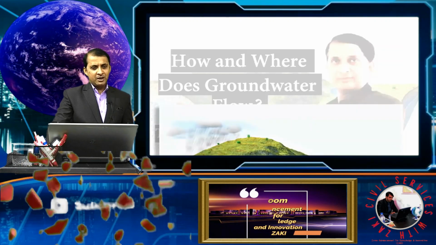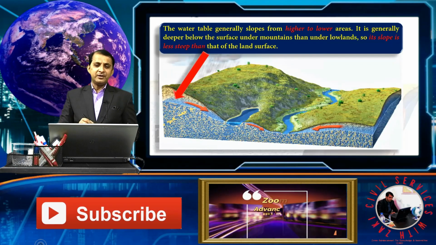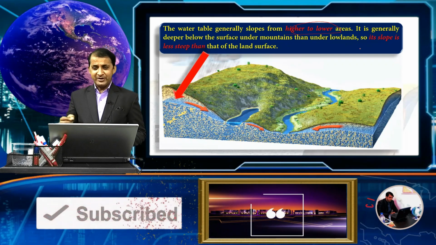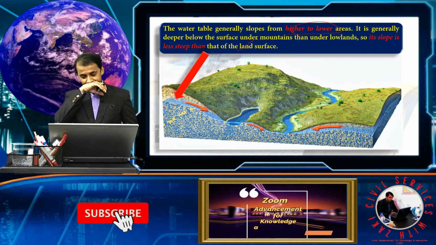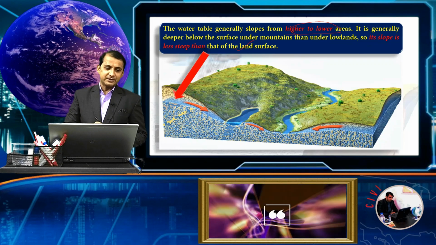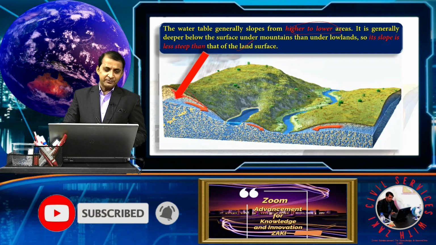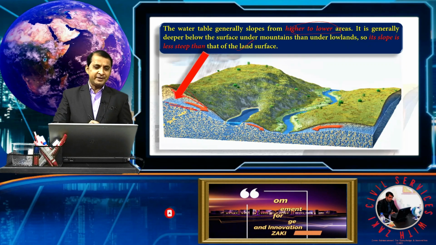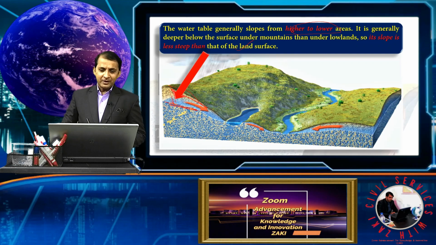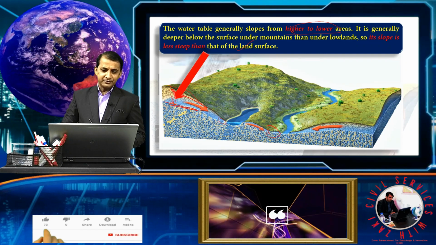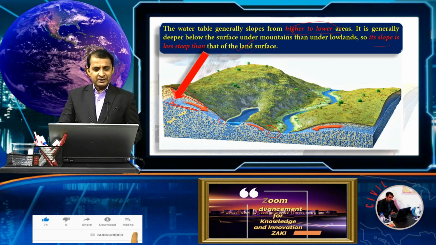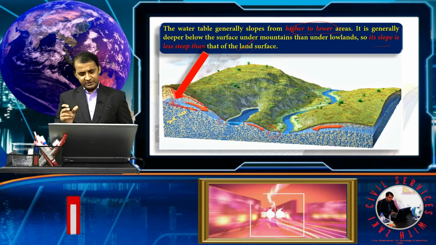So see how this water table works. The water table generally slopes from higher to lower. It is generally deeper below the surface of the mountain than under the lowland. Its slope is less steep than the land surface. It mimics the topography of the land, but is not the same as the topography of the land. Here the land surface has a steep slope, but the water table has a gentle slope. That's why its slope is less steep than the land surface.